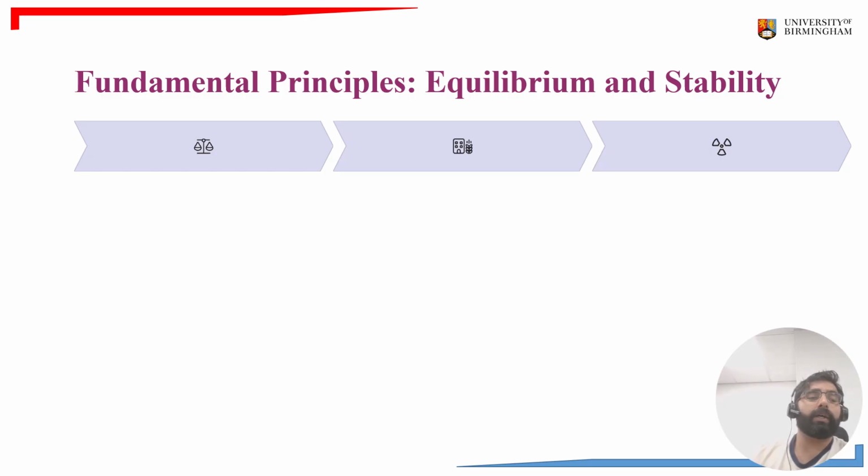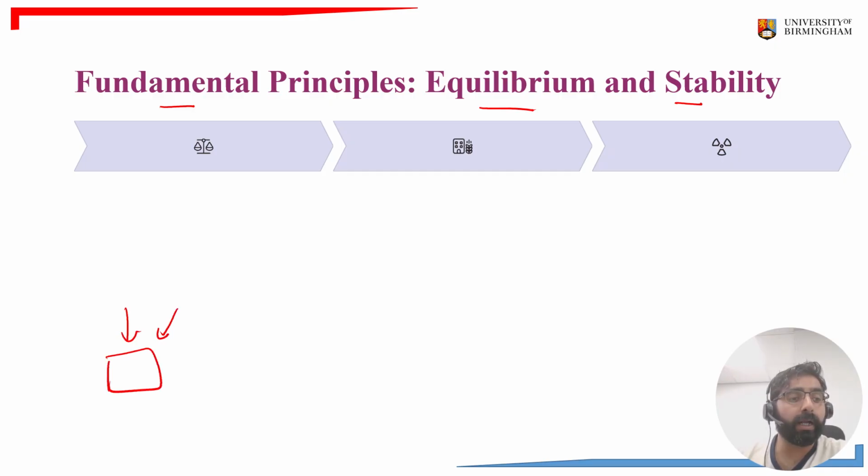So first we understand the fundamental principles of equilibrium and stability. If there is a body and a number of forces are acting upon that body, it is very essential for a material or machine to be working that it should be stabilized and it should be in the equilibrium position.